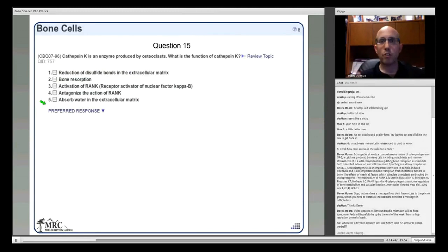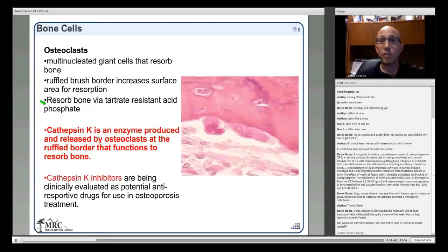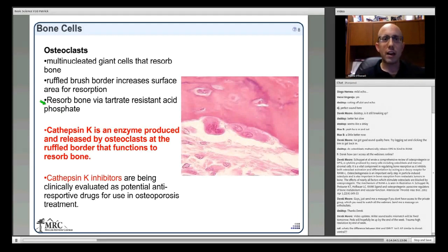Next topic, bone cells. Cathepsin K is an enzyme produced by osteoclasts. What's the function of cathepsin K? Osteoclasts, my favorite cell. They're multinucleated giant cells that resorb bone. They have this ruffled brush border that increases the surface area for resorption. And they resorb bone by this tartrate-resistant acid phosphatase.